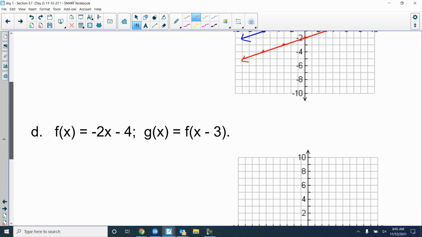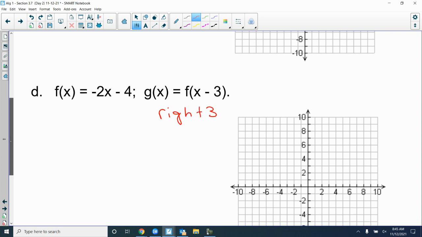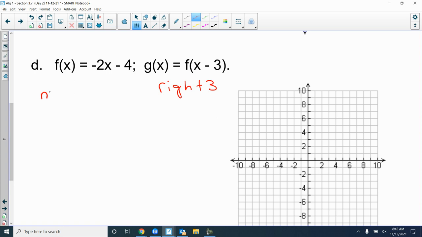In this case here, negative 2x minus 4, we got f, and then in parentheses this is x minus 3. So that's going to move it, Alex, which way? Right. Do you not have the notes from Wednesday? You can't find them? All right. So it's going to move right 3. So I'm going to take negative 2x minus 4. That has a slope, negative 2 over 1. Y-intercept, 0, negative 4.